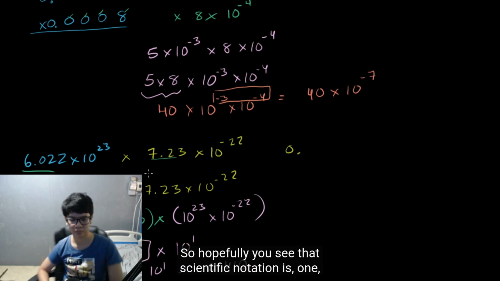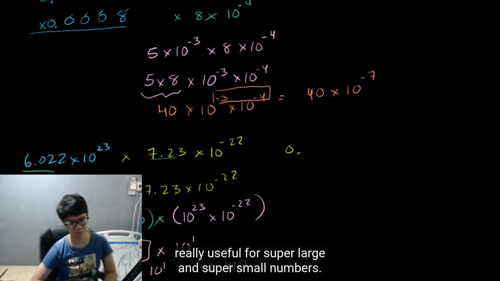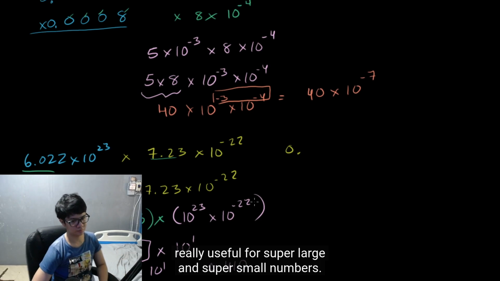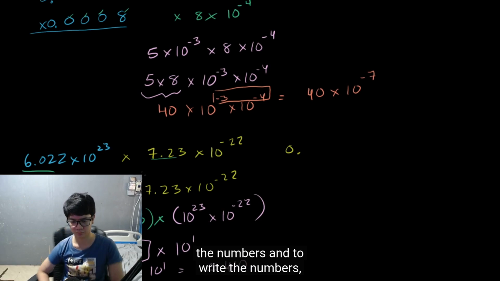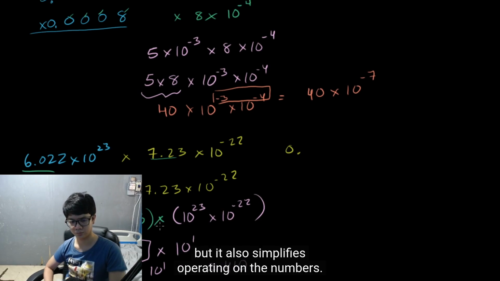So hopefully you see that scientific notation is really useful for super large and super small numbers, and not only is it more useful to understand and write numbers, but it also simplifies operating with numbers.